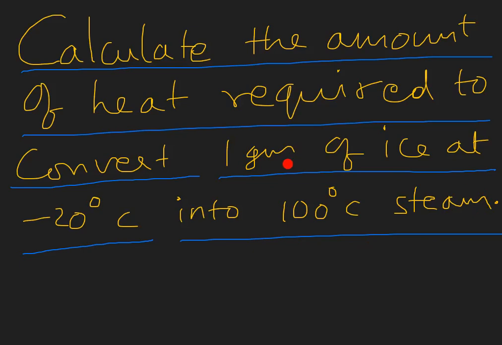When we have to convert ice to steam, we need some heat. We need some heat to go with this process, because initially it is at minus 20 and now it is going to steam at 100. So we have to provide some heat energy to go with this process. Let us check it out now. What is the process in this problem?